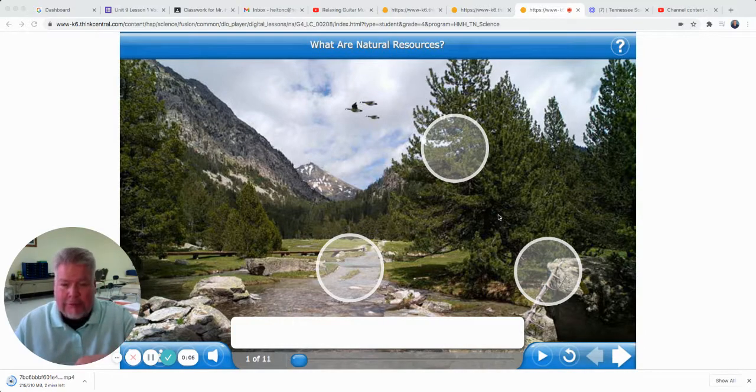Hey, how you doing? I'm just enjoying some natural resources. I'm eating some blueberries for breakfast this morning. They're my favorite. I love blueberries. Where do blueberries come from? Well, they come from nature, right? They come from a blueberry bush.